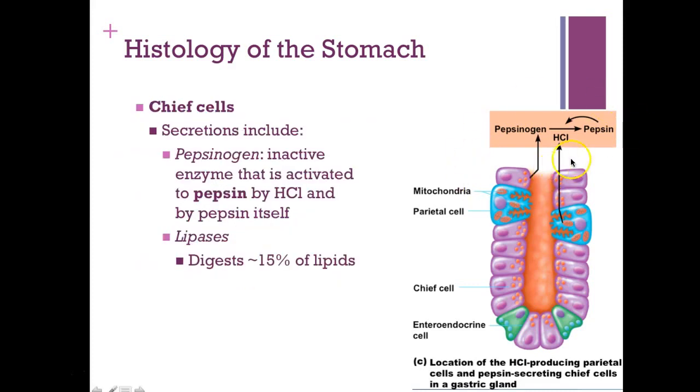By the way, I forgot to mention that the hydrochloric acid that is secreted by the parietal cell is going to help take the inactive form here of pepsinogen and turn it to the active form called pepsin. And this, once again, will help to break down protein. And we have our chief cells, too, that are helping us out. They're going to secrete the pepsinogen to be turned into the pepsin in the presence of hydrochloric acid. And also it'll secrete lipases that will digest about 15% of lipids.